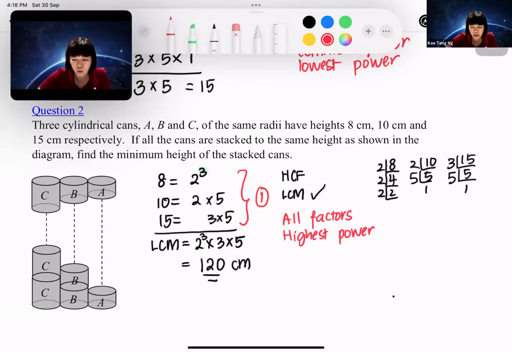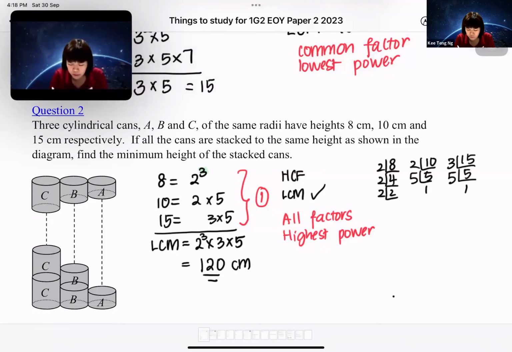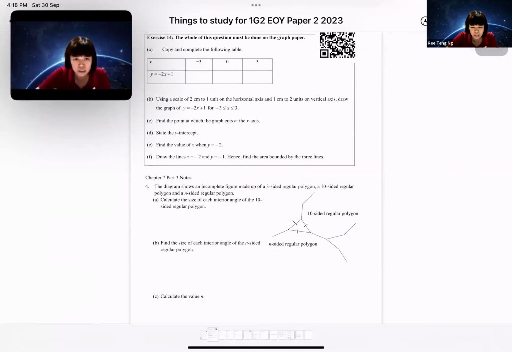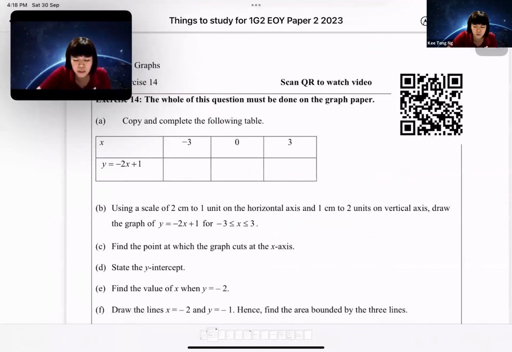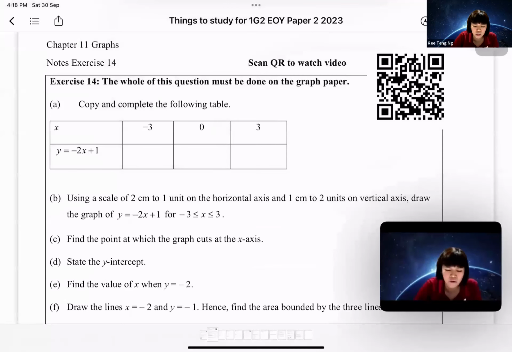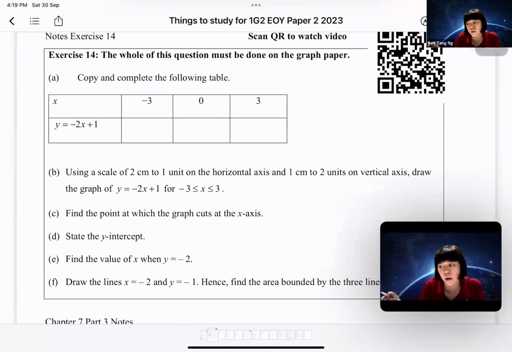Okay, so with that, I come to finish the first page. Let me continue to the second page. Second page, this part of our video, I'll be doing a graph question. So since we are splitting up our video into 2 parts, I'll do a graph question.